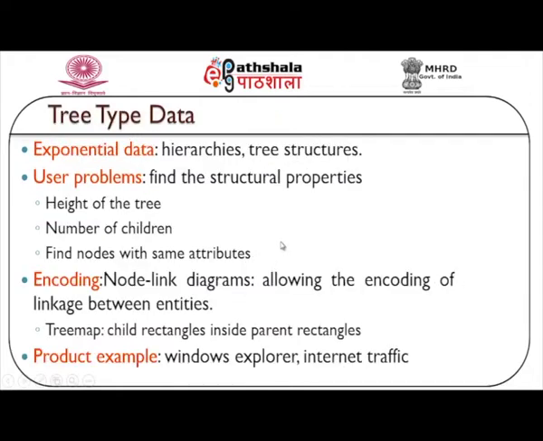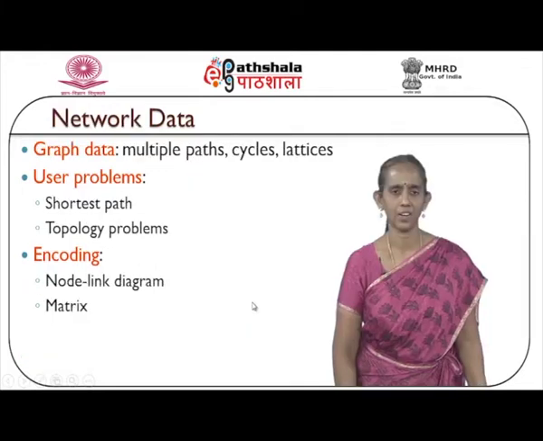Next, we have the tree type data, where we come across exponential data type. Such examples are hierarchies and tree structures. User problems associated with these kinds of tree type data sets are finding the structural properties, finding the height of the tree, finding the number of children, and finding the nodes which have the same attributes. Some of the encoding principles associated with this kind of tree type data are node link diagrams, allowing the encoding of linkage between the entities, and tree maps where child rectangles are present inside the parent rectangles. Product examples are Windows Explorer and internet traffic.